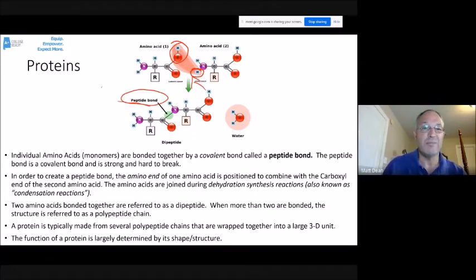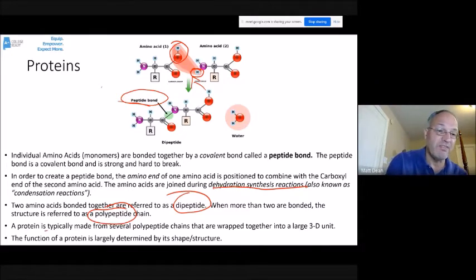When we hear that word peptide, you need to think about protein. It's very strong. It's very, very hard to break. And again, the reaction that put those amino acids together is a dehydration synthesis or a condensation reaction. Two amino acids connected together are called a dipeptide. Typically, proteins, though, are made of several chains of amino acids. More than two amino acids together is called a polypeptide. So a protein is usually made of several polypeptides wrapped together into a complex three-dimensional structure or shape.